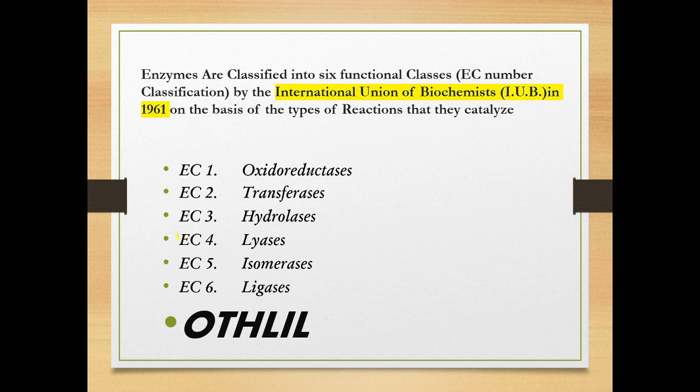So this is a code number. It should correspond to the exact enzyme. EC 3 means what? Hydrolase. EC 2 means what? Transferases, not oxidoreductase. So EC 1 is always oxidoreductase. The short form is OTHLIL, just to remember.